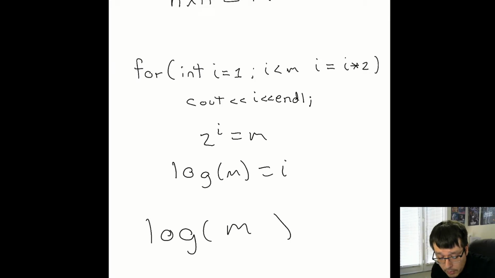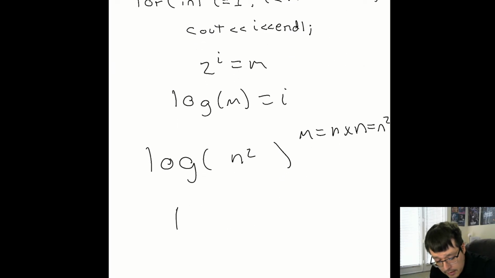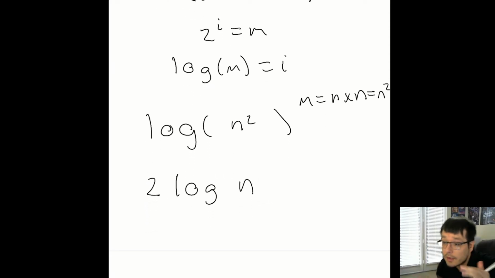So plug it back in. What was m equal to? Well, we said that m was equal to n times n. So just plug that back in. n times n, which we know is the same thing as n squared, right? So we plug in the n squared in there, like that. And now we just bring it down, like that. And that is how you get the proper 2 log n.